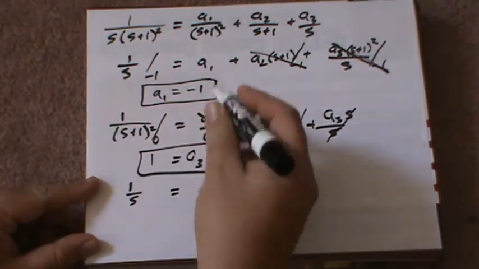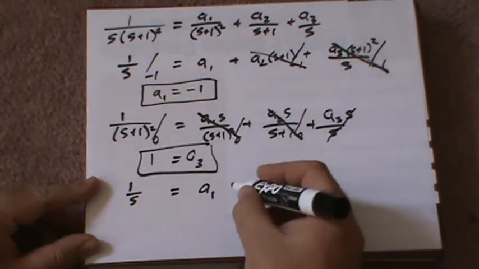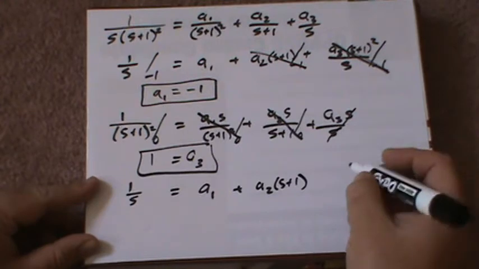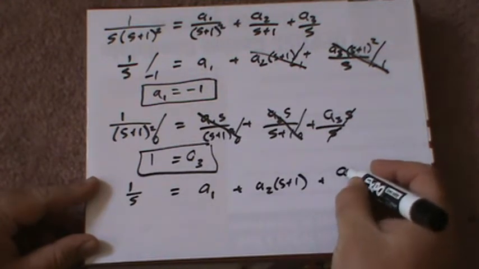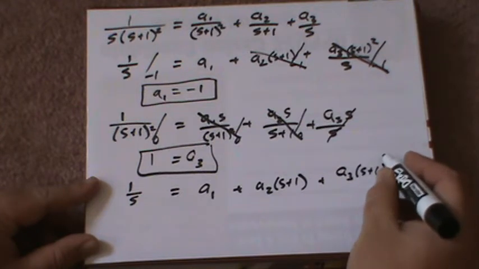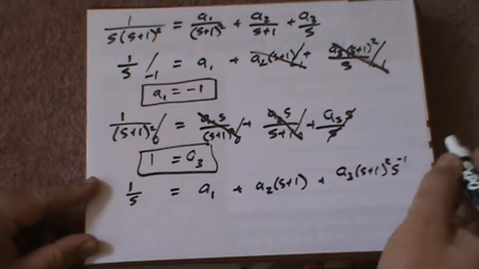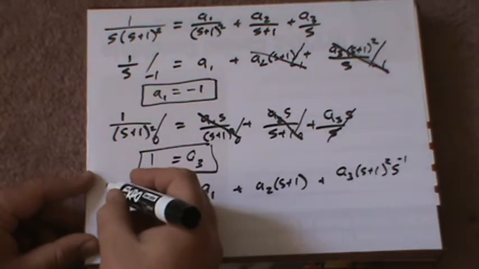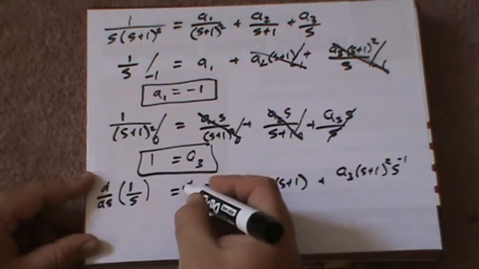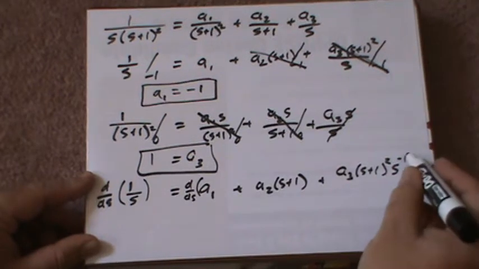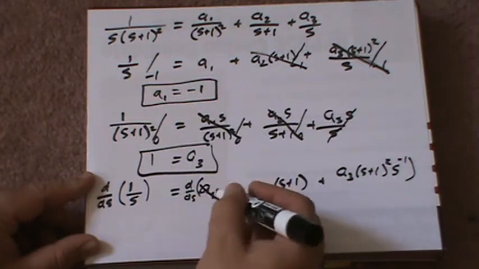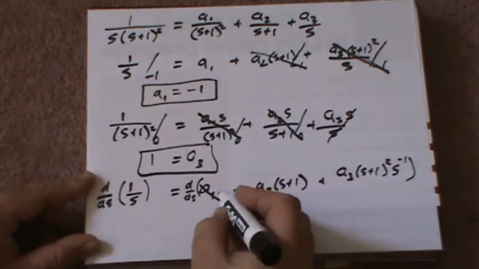I end up with a1 for the first term. And I end up with a2 times s plus 1. And then I end up with my a3 times (s plus 1) quantity squared. I'm just going to write it times s to the -1. What I'm going to do is now I'm going to take the derivative with respect to s of both sides. Now the second I do that, this term goes away. I take the derivative of constant, goes to 0.